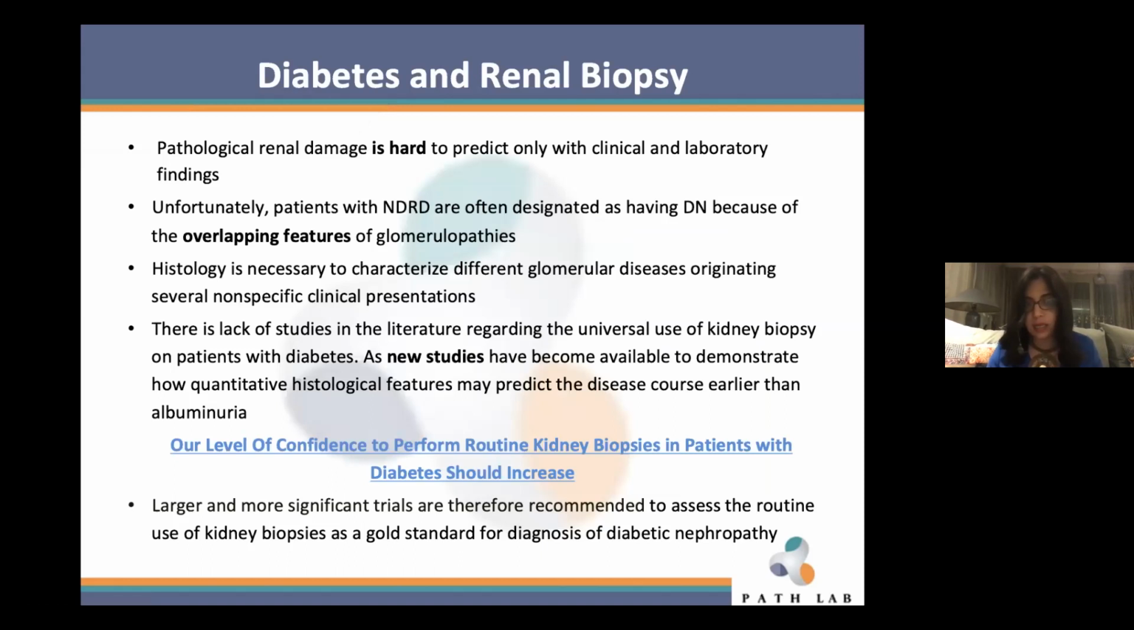Histology is really necessary to characterize different glomerular diseases originating from several non-specific clinical presentations. And we don't even have enough studies in the literature telling us how we should approach the universal use of kidney biopsy in diabetic patients. But we need to work on our level of confidence to perform more routine kidney biopsies in patients with diabetes, and we definitely need larger and more significant trials than what we already have.